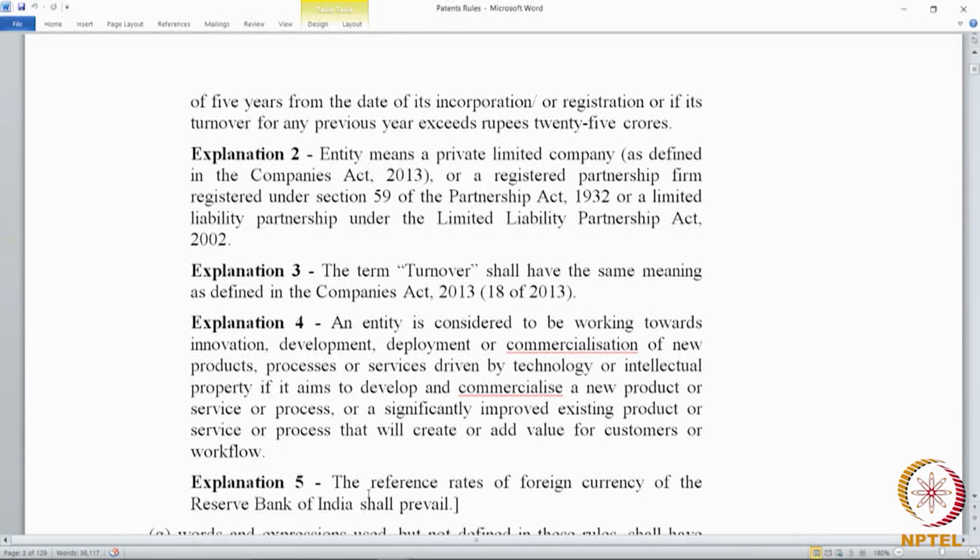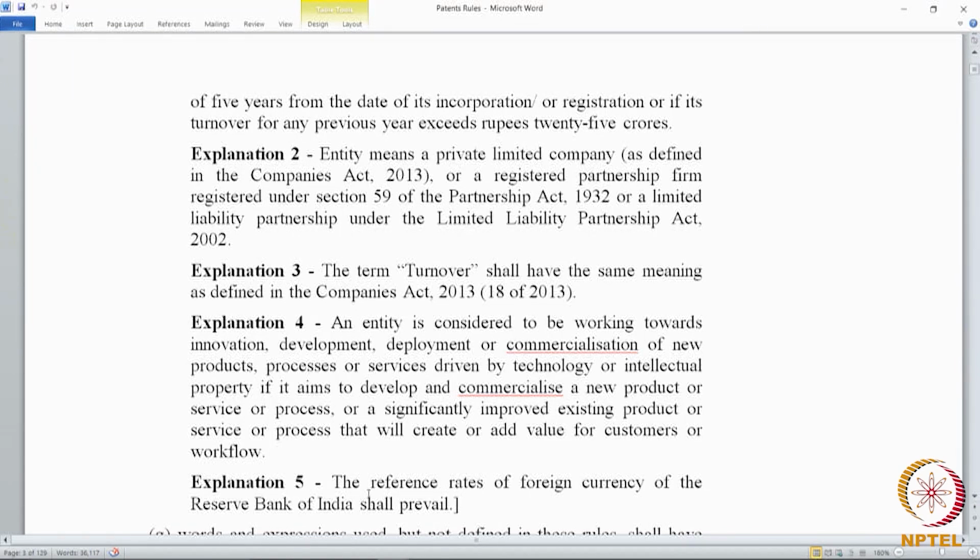Explanation 4 states that an entity is considered to be working towards innovation, development, deployment or commercialization of new products, processes or services driven by technology or intellectual property. This is the third condition. If it aims to develop and commercialize a new product or service or process, or a significantly improved existing product, service or process that will create or add value to customers or workflow. Again, the improvement or the value addition needs to be significant.